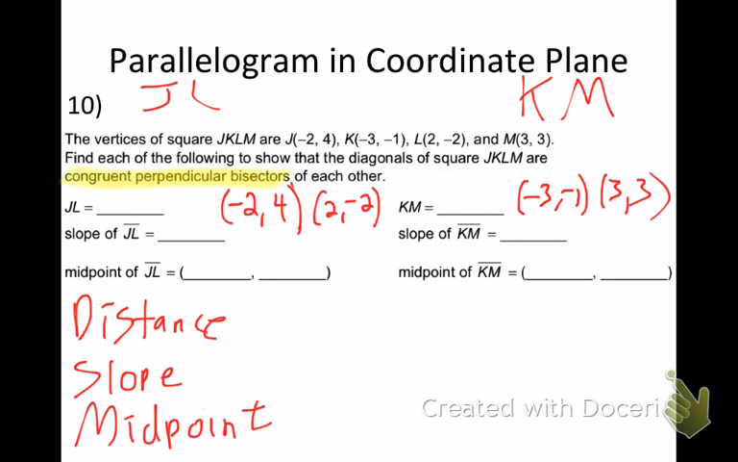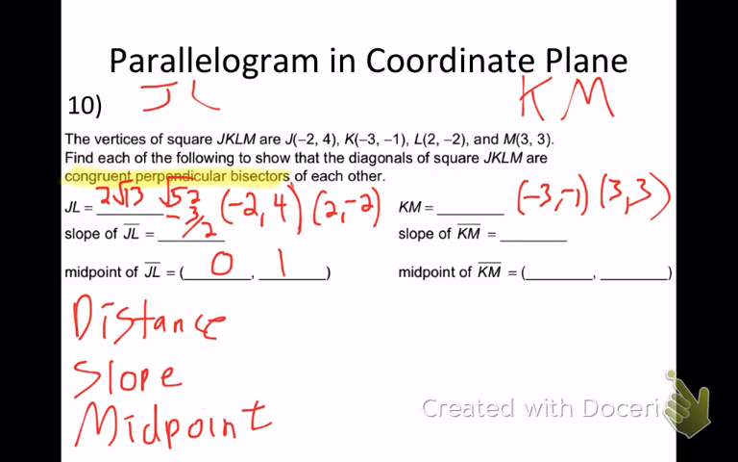Jake O'Connor, JL, what's the distance for JL? It is 2 square root of 13, which is the square root of 52. If some of you put the other one, that's okay. Square root of 52 is fine. Simplify if you can. 2 square root of 13. Good answer, Jake. Jake, what's the slope there, bud? Jake, what's the midpoint?